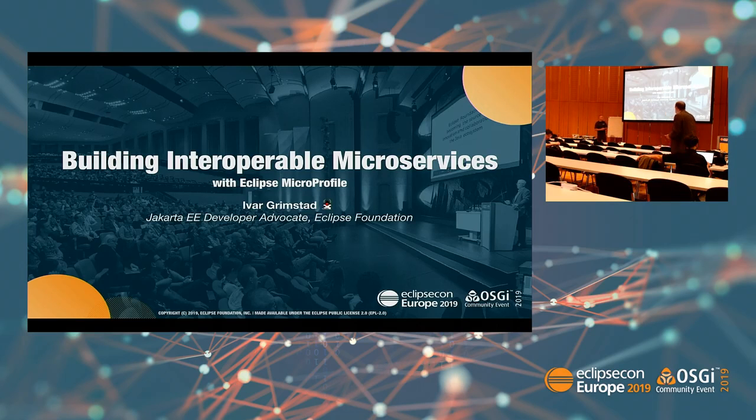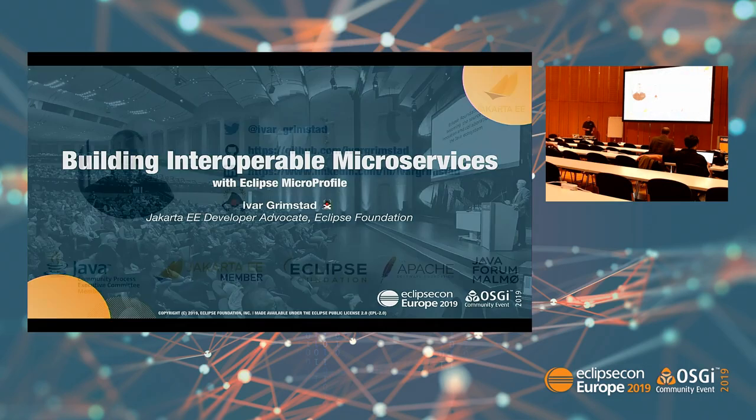MicroProfile. My name is Ivar Grimstad. I'm a Java champion, and I recently started as a Jakarta EE developer champion, developer advocate at Eclipse Foundation. This is actually my first talk in this role.